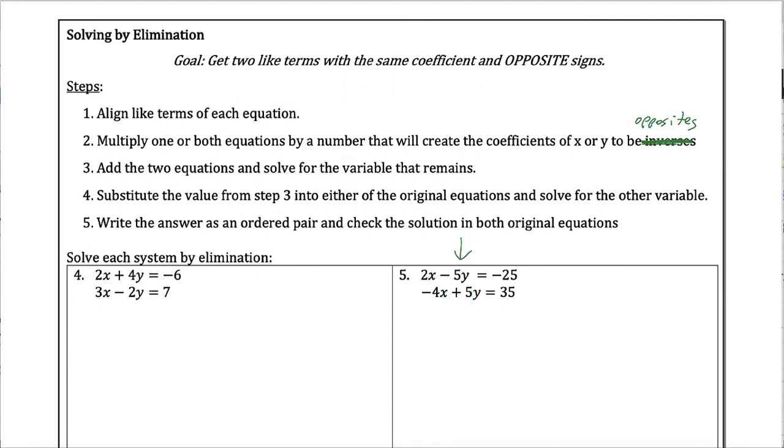And so what happens when you have opposite coefficients like that, the negative 5 and the positive 5, is you can just add the equations to each other. Which means every like term you combine. It's very important that the equal signs are lined up in order to do this. But once they are, you can just say, oh, 2x and negative 4x add up to negative 2x. Negative 5y and 5y cancel out. And negative 25 and 35 add up to 10. So that means that negative 2x equals 10, which means that x must equal negative 5. I got that by dividing both sides by negative 2.